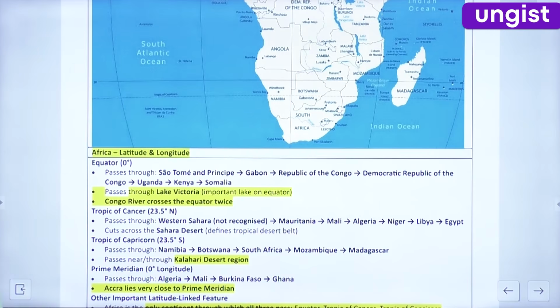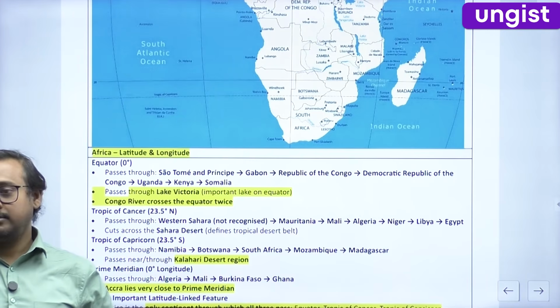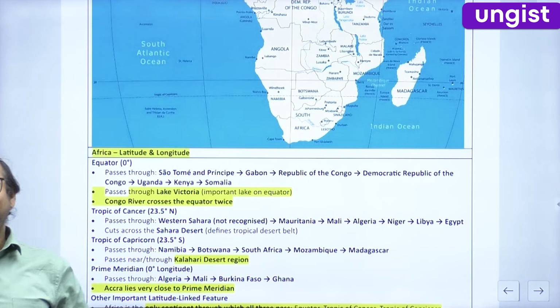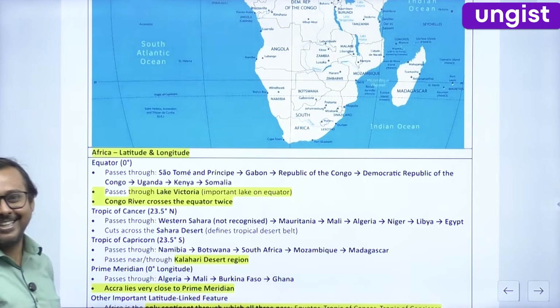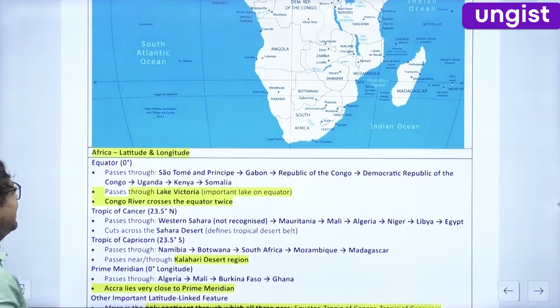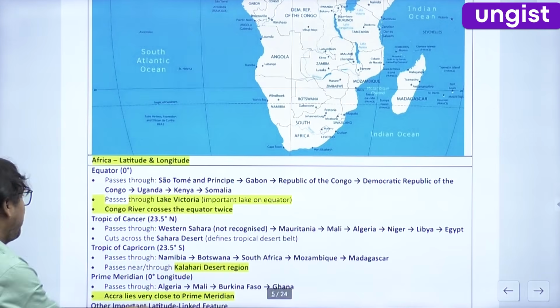Uganda, Kenya, Somalia. Somalia is known for what? A very good place to vacation, right? If you want to go on vacation, go to Somalia. Kidding, please don't go to Somalia. Okay, you have to memorize here.